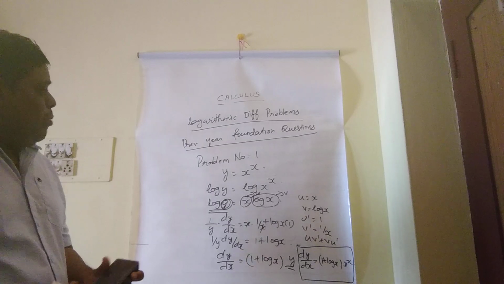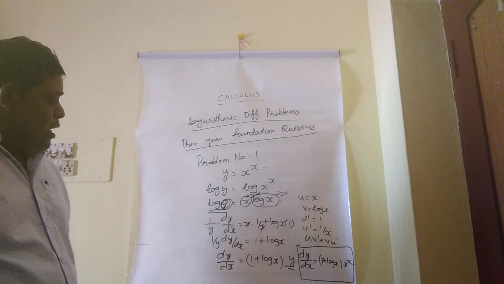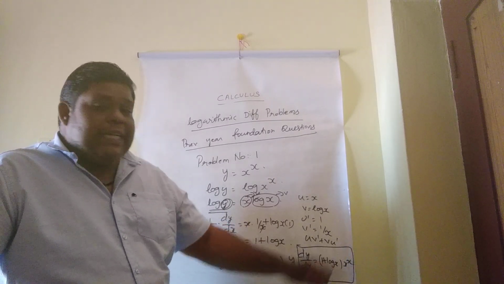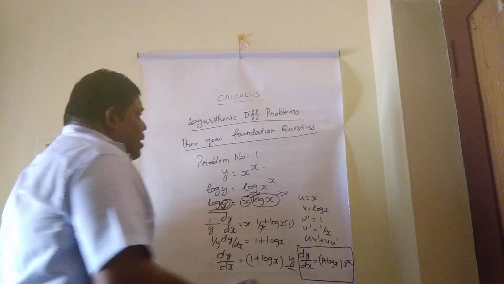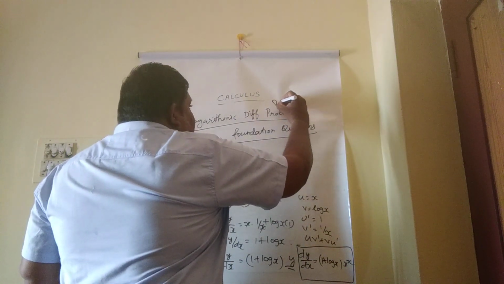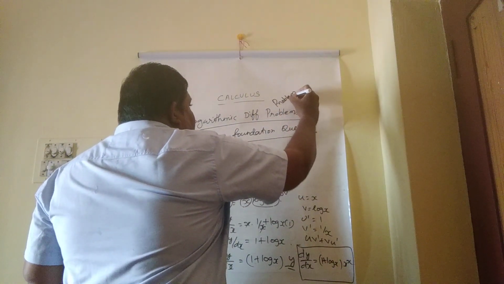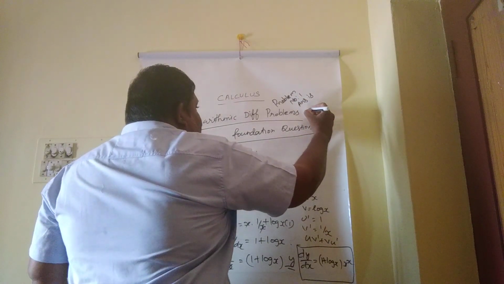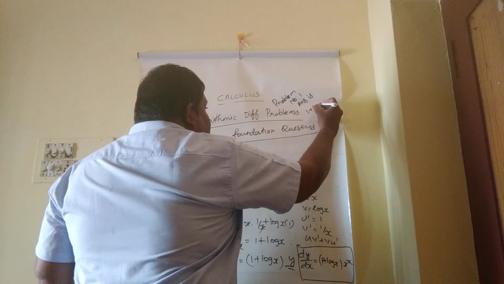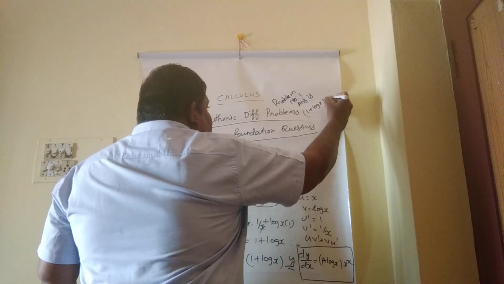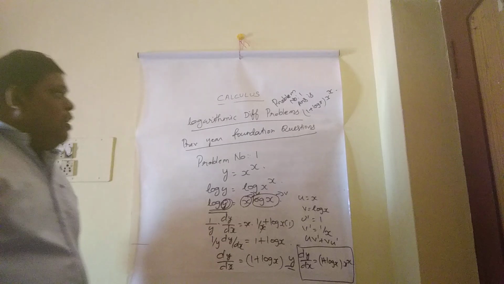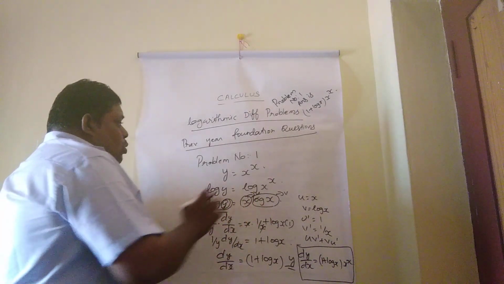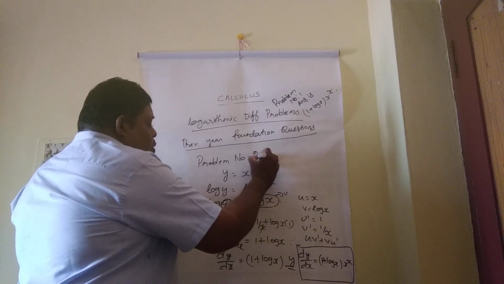Next, problem number 2. Problem number 1 answer is dy by dx equal to 1 plus log x into x to the power x. Next, problem number 2.